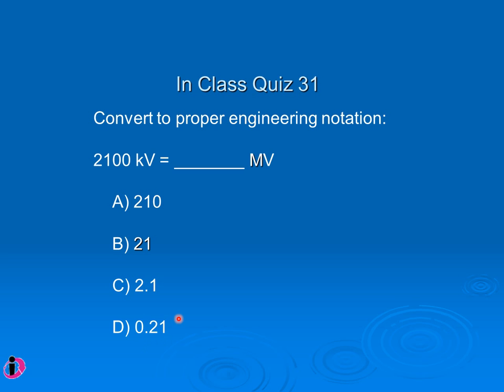Another example. 2100 kilovolt. You are going from kilo to mega. So the power is getting increased. So the number will be decreased by 3. It will be 2.1. So the right answer is C. So that means it's getting 2.1 megavolt.